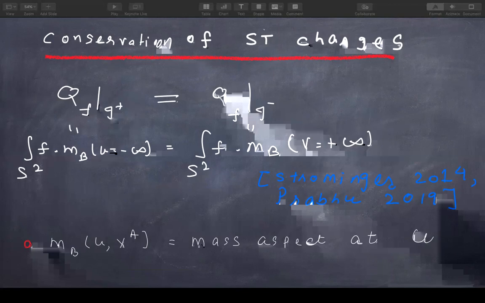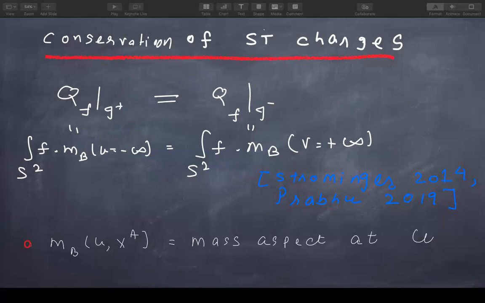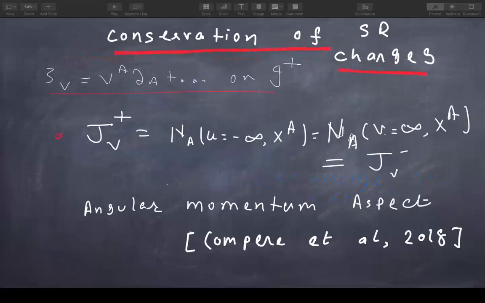I would just like to remind you that M_B of U is the mass aspect at U, and similarly M_B of V is the mass aspect at V. So the second equality is analogous to the conservation we get for usual electric charges or total mass, and so on. That at U equal to minus infinity, the charge is equal to the charge at V equal to plus infinity.